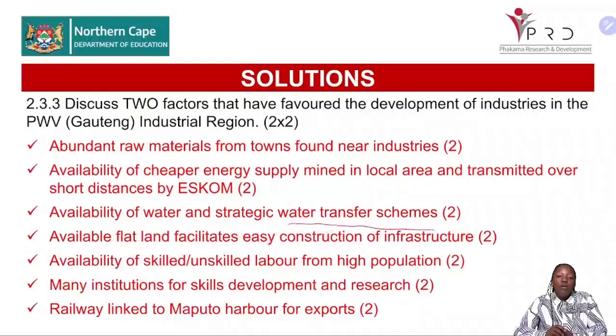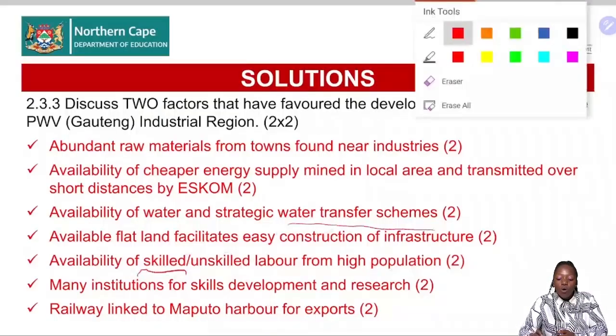And also, we're looking at the institutions that are in this region. Those institutions are where they're going to produce more of the skilled laborers, so they will never run out of the labor force. Then we're looking at the railway link to Maputo Harbour for the exports.